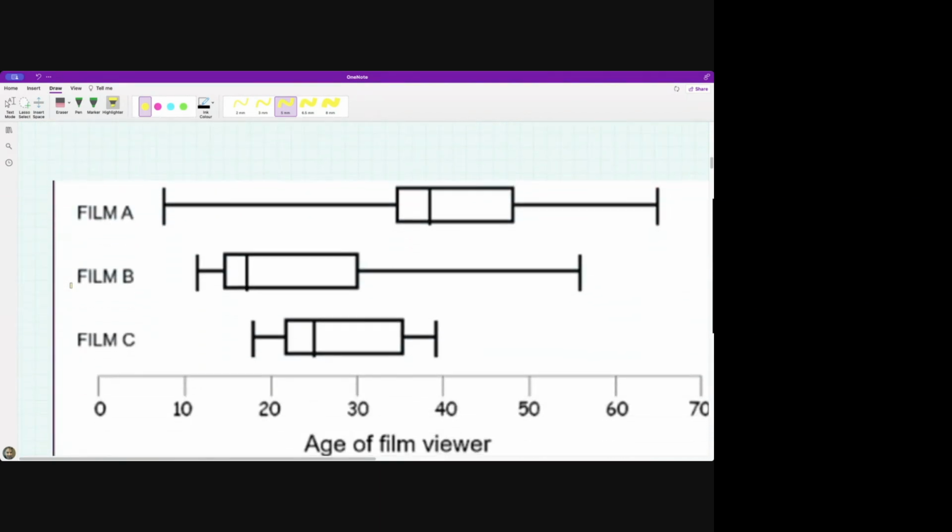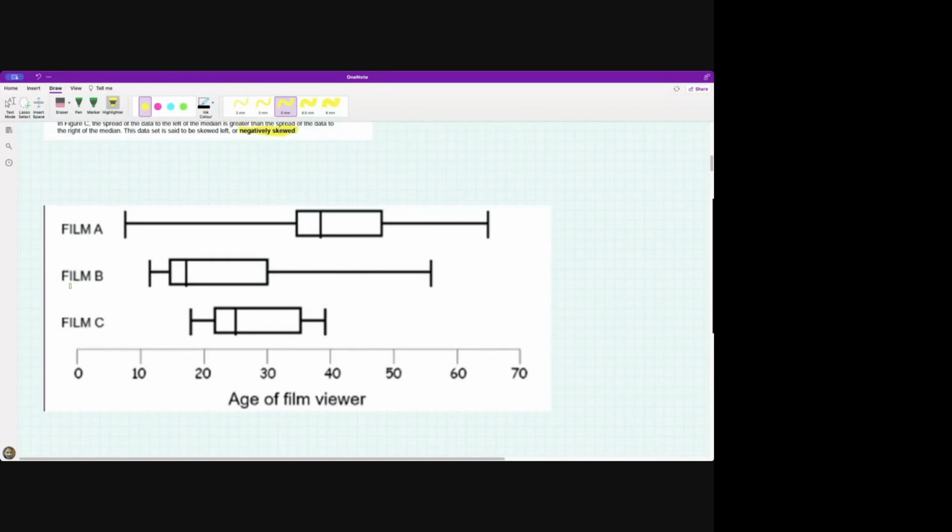Okay. This is a box and whisker plot with three box and whisker plots. One is for film A, one is for film B, one is for film C. And each of these films will have a collection of people, or a set of people, who are reviewing them, right? There's a whole bunch of reviewers for film A, a whole bunch of reviewers for film B, and a whole bunch of reviewers for film C. And what they're summarizing here is the ages of the people who are reviewing the films.